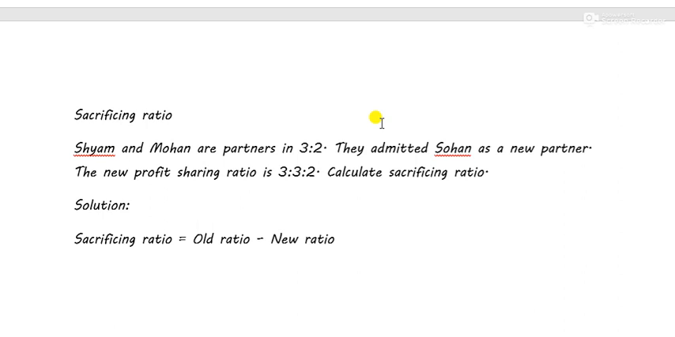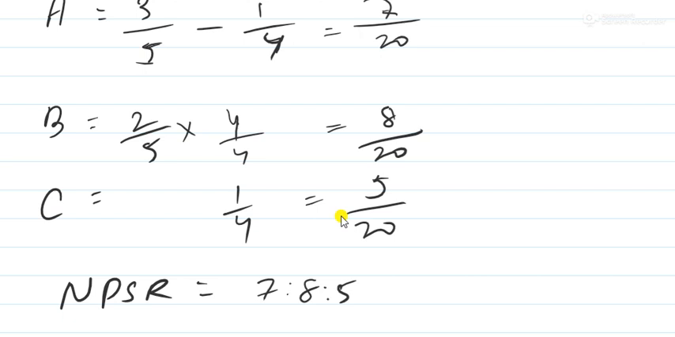How is sacrificing ratio calculated? Simple, old ratio minus new ratio, that's it. You have to subtract the new ratio from the old ratio. So Sham and Mohan are partners 3 is to 2. They admitted Sohan as a new partner. The new profit sharing ratio was 3 is to 3 is to 2. Calculate the sacrificing ratio.